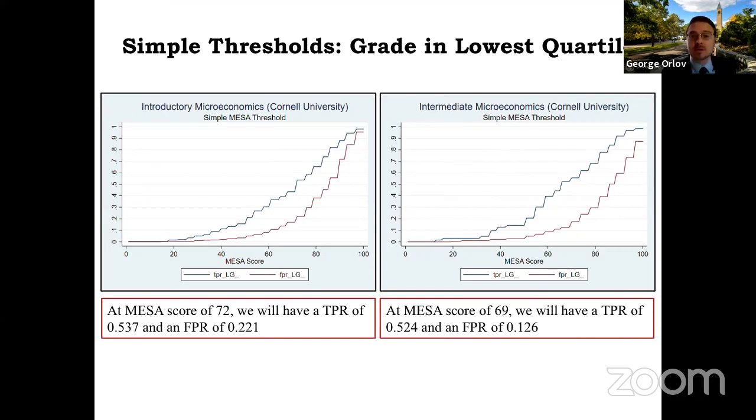So if we look at simple thresholds, the grade in the lowest quartile, and this is just administering MESA, looking at the results, we have the blue line representing the true positive rate and the red line representing the false positive rate. Then we can figure out a threshold, for example, for the introductory course at 72, at which we'll have close to half of our actual underperforming students, with a false positive rate of approximately 20%. It's better for intermediate micro for this threshold purpose.